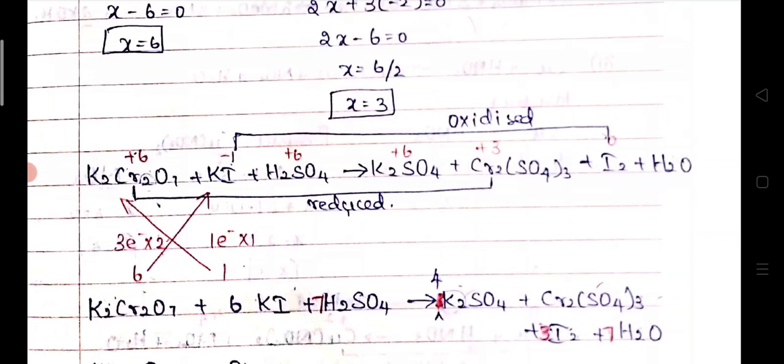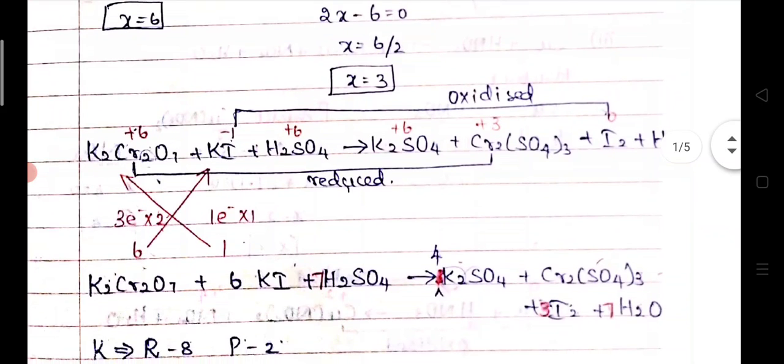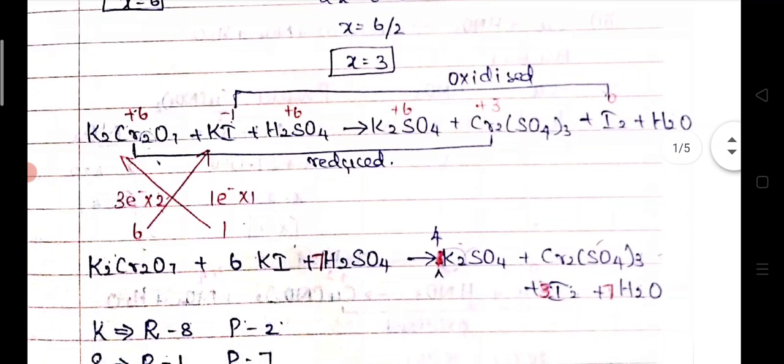Now in K2Cr2O7, for Cr2 we have found plus 6, for KI minus 1, in H2SO4 sulfur is plus 6, in K2SO4 also sulfur is plus 6, in Cr2(SO4)3 Cr2 is plus 3, and iodine is 0. Now, Cr2 on the reactant side is plus 6, on the product side it is plus 3. So plus 6 to plus 3 has decreased. If the oxidation number decreases, it has got reduced. KI and iodine: from minus 1 to 0 it has increased, so it has got oxidized.